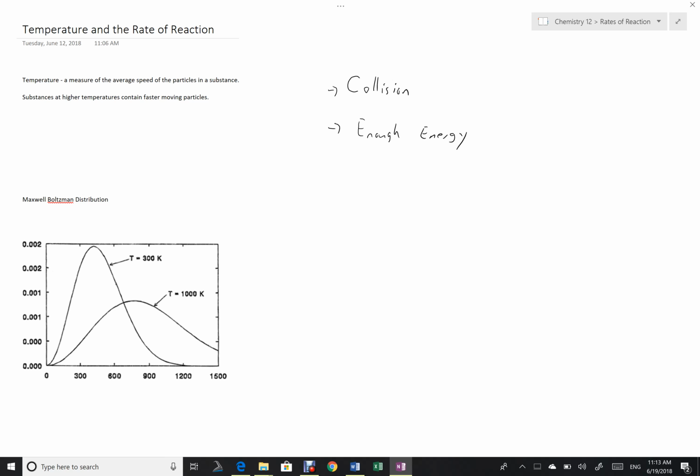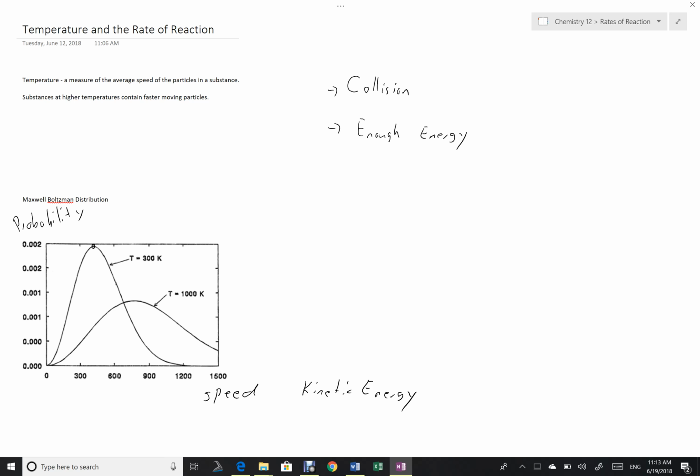And let me label the axes here. The x-axis is the speed of the individual particles, or we can think of that as the kinetic energy. The faster the particles are going, the higher kinetic energy they have, and the more likely they are to have enough energy to engage in the chemical reaction to form the activated complex. On this side, we have probability.